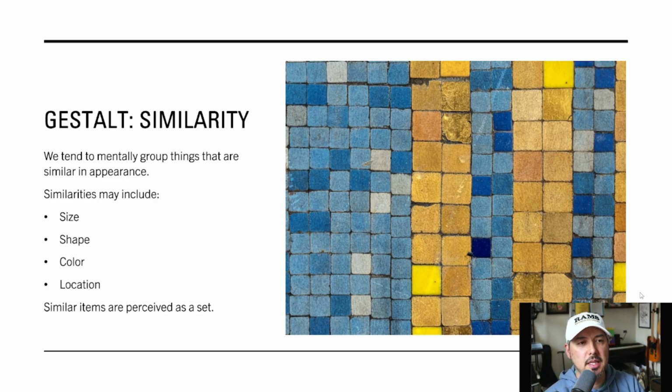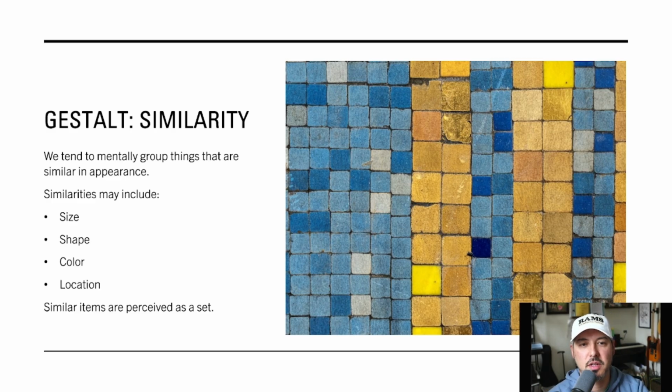So the first element of Gestalt I want to talk about is similarity. This is something that we take for granted in our daily lives. It's just something that we kind of automatically do. You can even take a very young child, give them a collection of, let's say, blocks that have certain similarities, and they might start to line them up according to their similarities. It's very interesting, but we tend to mentally group things that are similar in appearance.